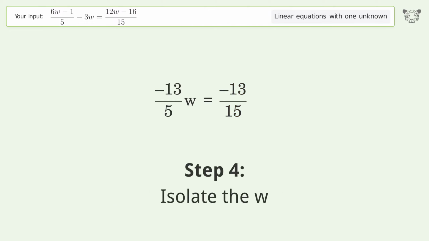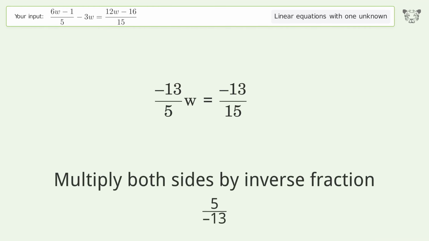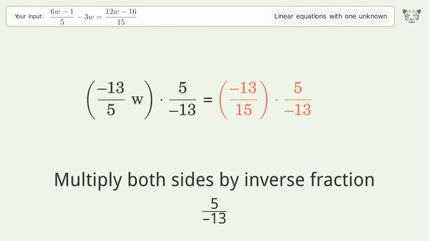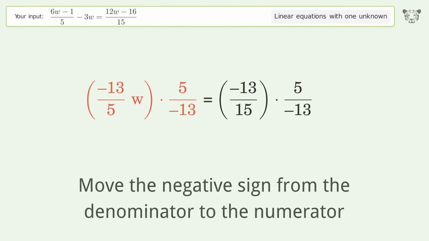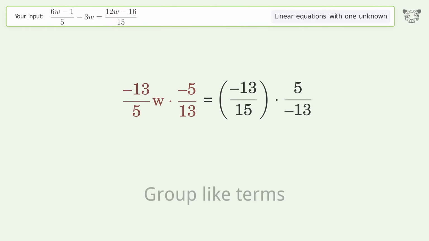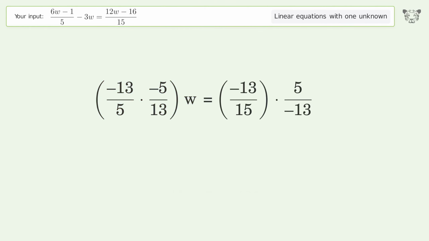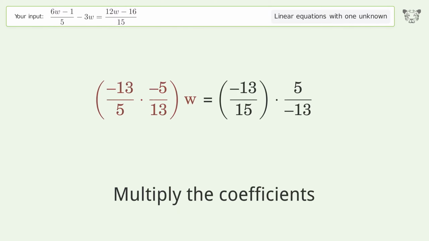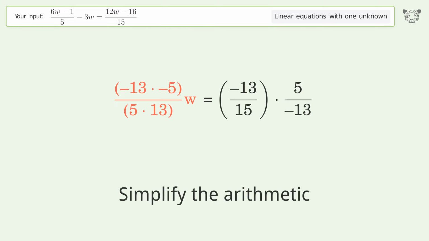Isolate the w. Multiply both sides by inverse fraction 5 over negative 13. Move the negative sign from the denominator to the numerator. Group like terms. Multiply the coefficients. Simplify the arithmetic.